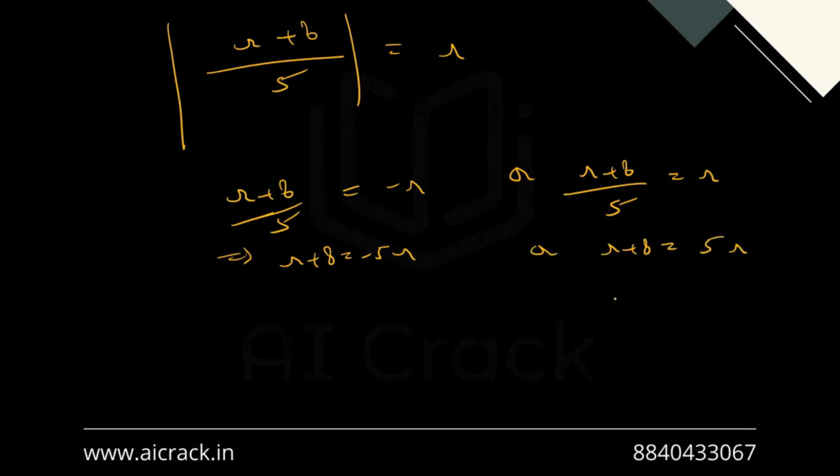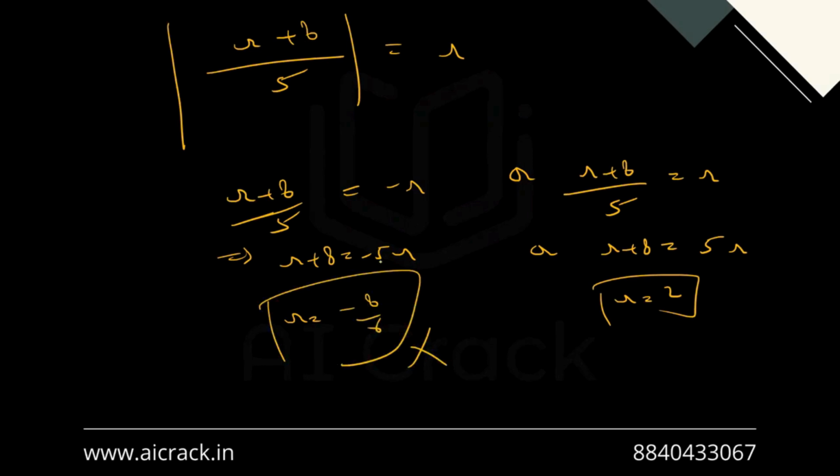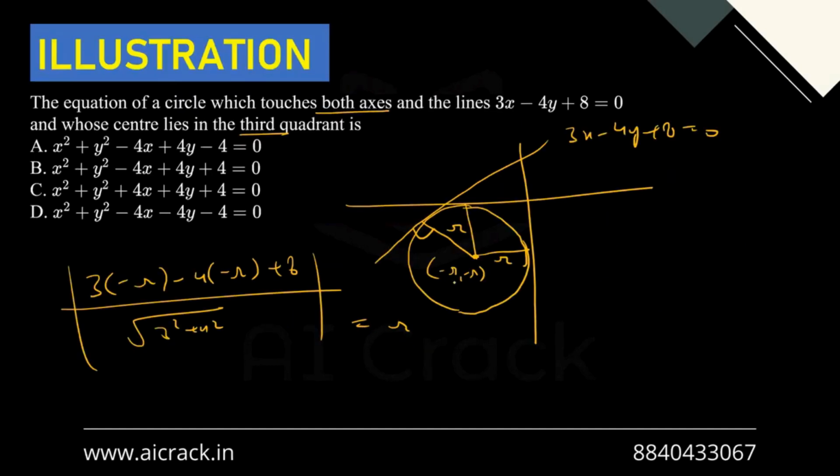Now this would give me r equals 2 over here, and this would give me r equals minus 8 by 6. And that's not possible because r is a positive number. Okay, r is the radius and that's a positive number. So that's not possible. r equals 2 is the correct answer. Now, once we know the r value, we know the center coordinates, we know the radius, we can find the equation of the circle, right?